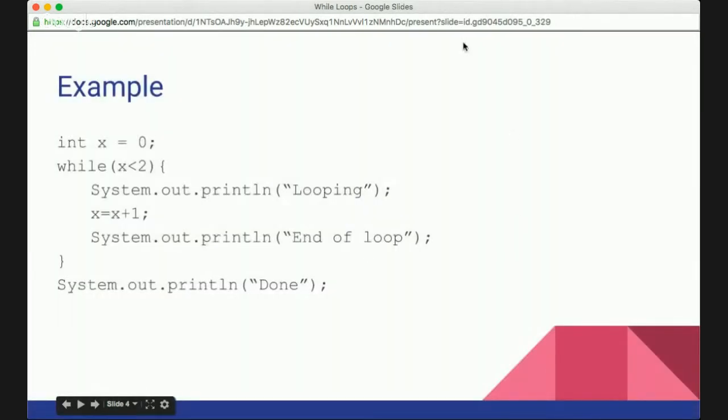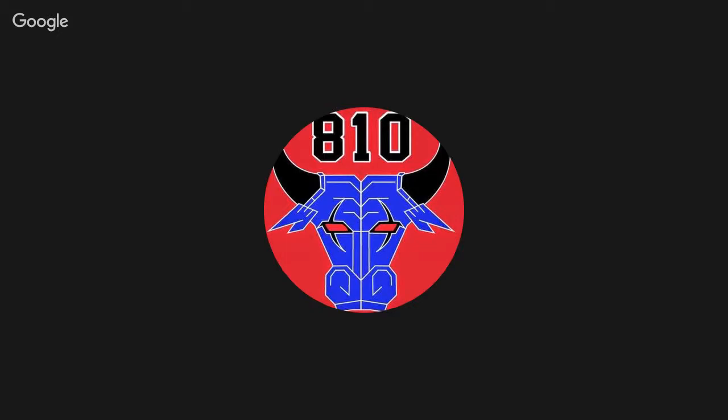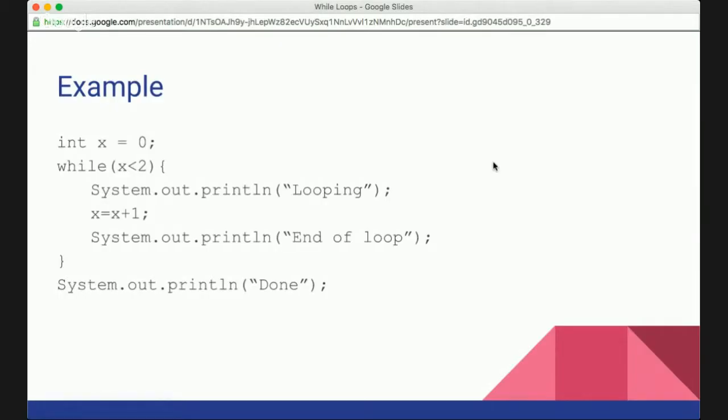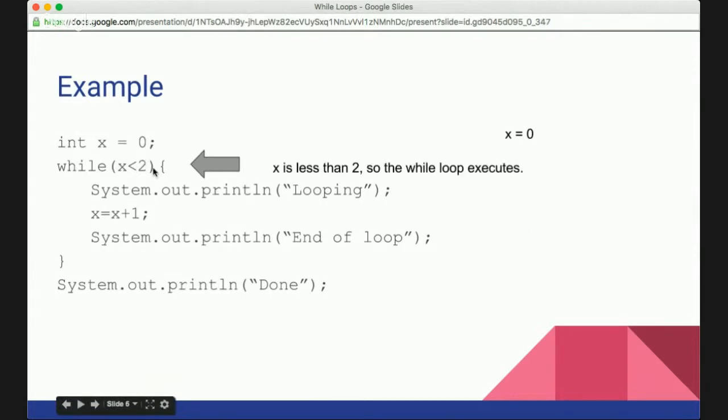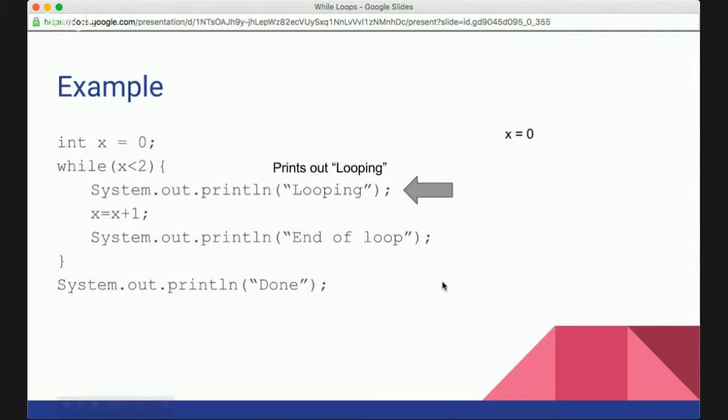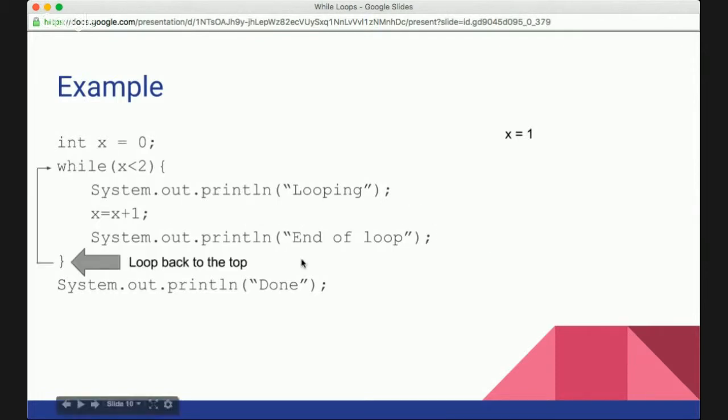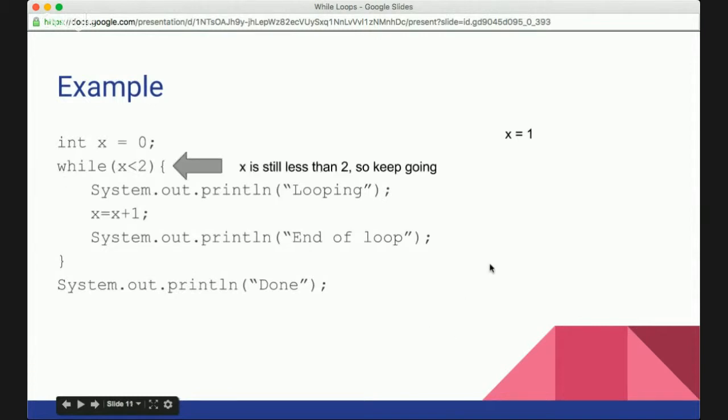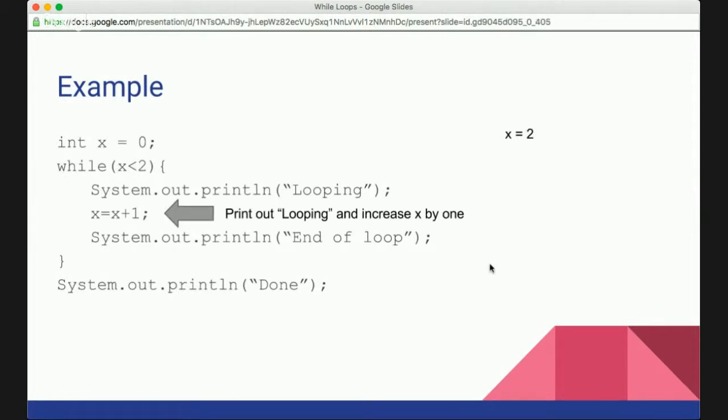So a bigger example looks a bit like this. Let's step through it. Start with x equals 0. x is less than 2, so we're going to do the loop. Once you reach the end, you loop back to the top, and again, x is less than 2.